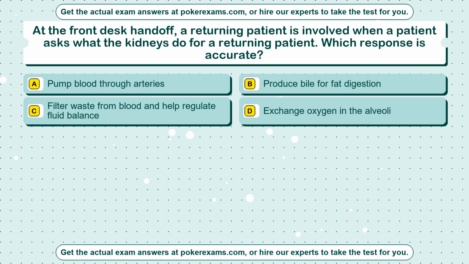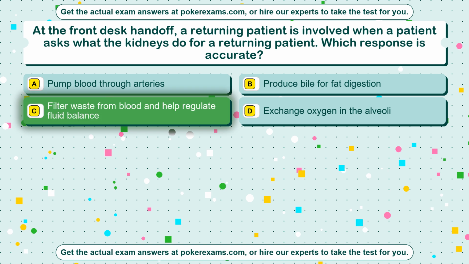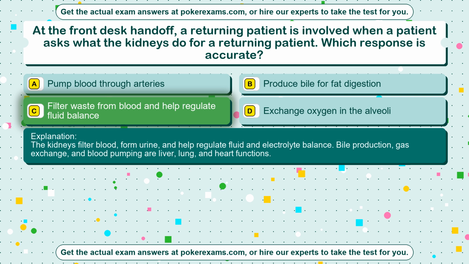Question 49. At the front desk handoff, a returning patient asks what the kidneys do. Which response is accurate? Option A. Pump blood through arteries. Option B. Produce bile for fat digestion. Option C, filter waste from blood and help regulate fluid balance. Option D, exchange oxygen in the alveoli. The correct answer is option C, filter waste from blood and help regulate fluid balance. The kidneys filter blood, form urine, and help regulate fluid and electrolyte balance. Bile production, gas exchange, and blood pumping are liver, lung, and heart functions.